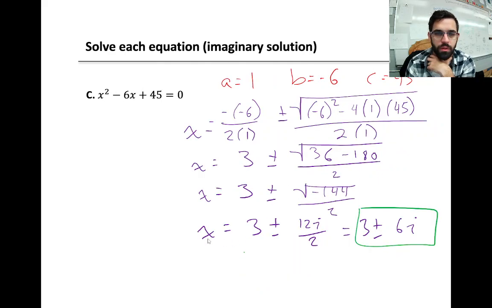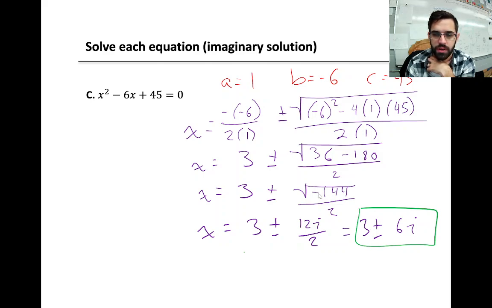So that's it. Okay, this one is already in standard form, so we can just already apply the quad formula. A is 1, B is -6, C is 45. We set this up, and then we notice with our square root, we end up with a negative radicand. We have -144 inside of the square root.